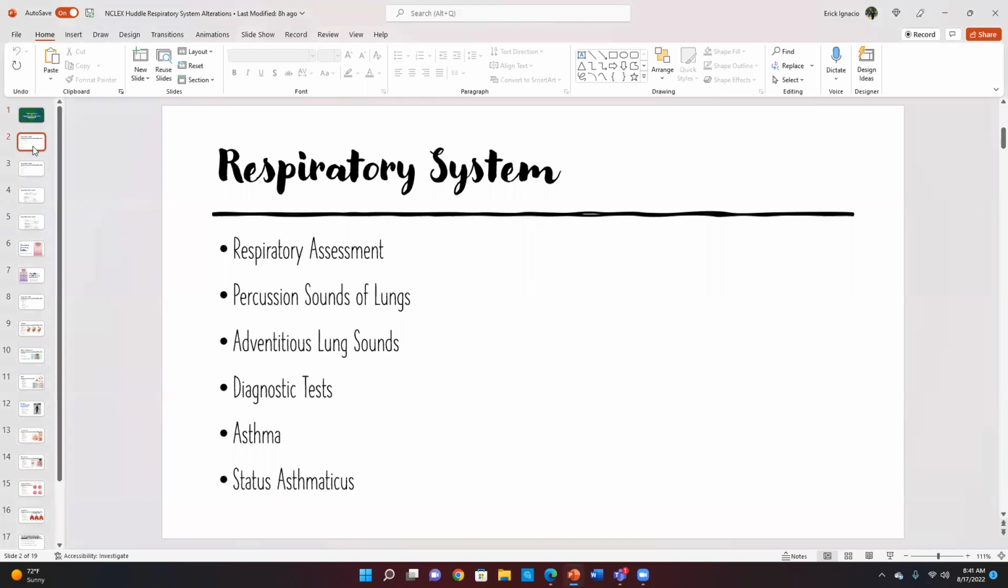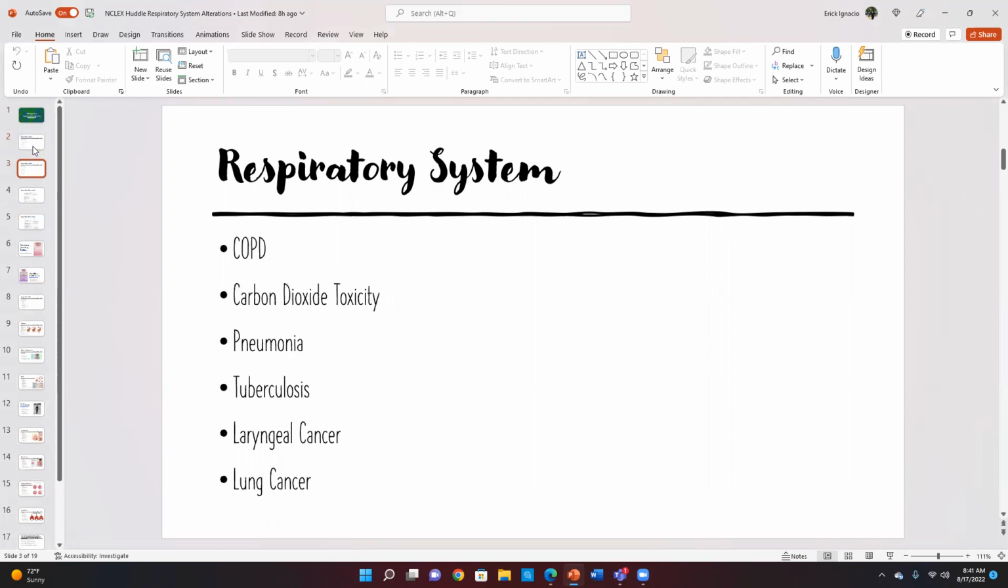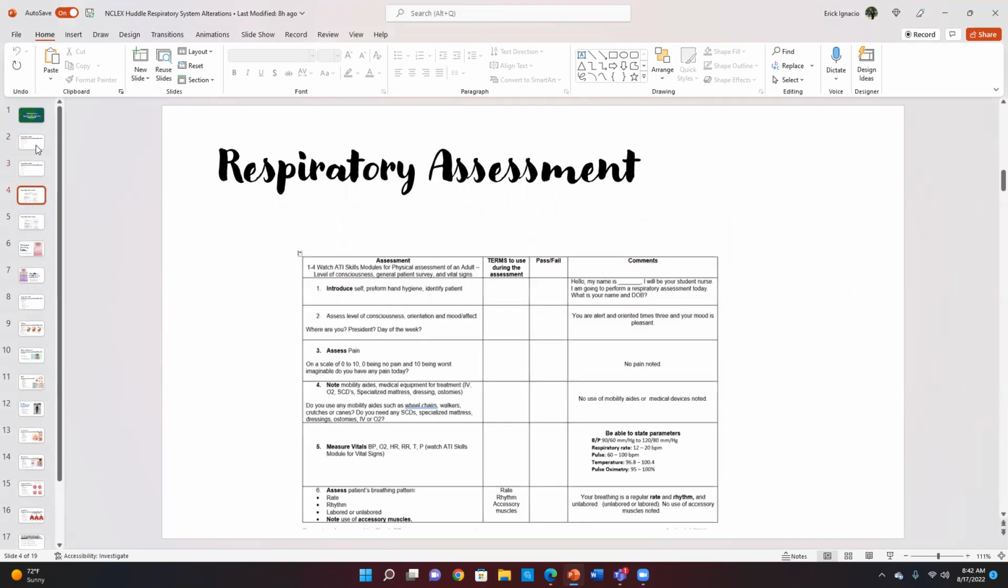During this session, we're going to talk about the respiratory assessment, percussion of lung sounds, adventitious lung sounds, diagnostic tests, asthma, status asthmaticus, as well as COPD, carbon dioxide toxicity, pneumonia, tuberculosis, laryngeal cancer, lung cancer. Let's go ahead and get started by talking about the respiratory assessment itself.